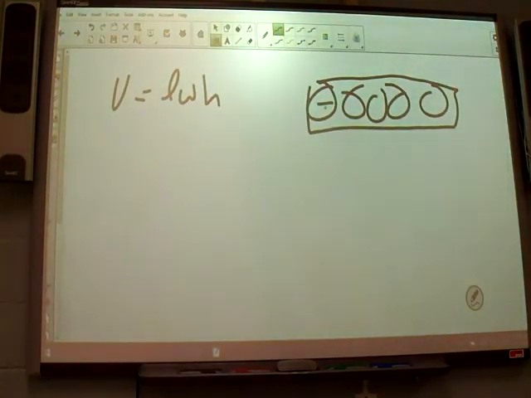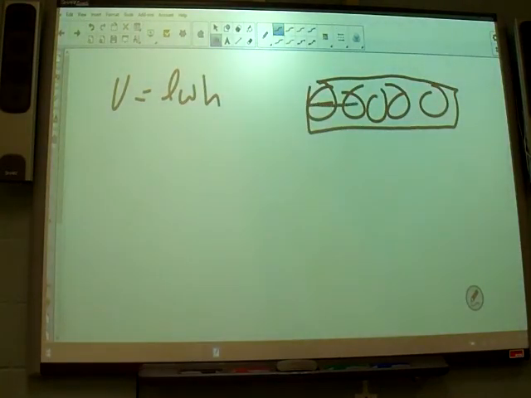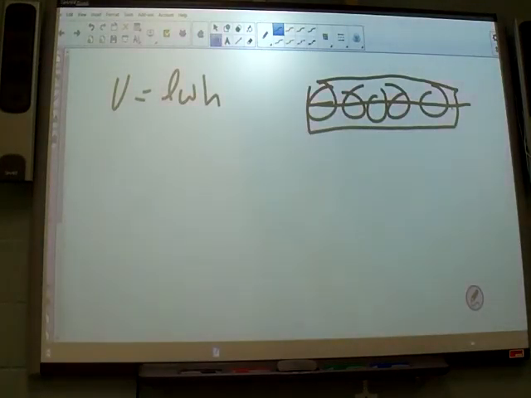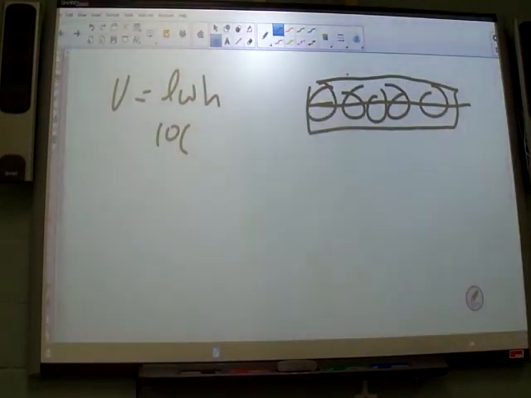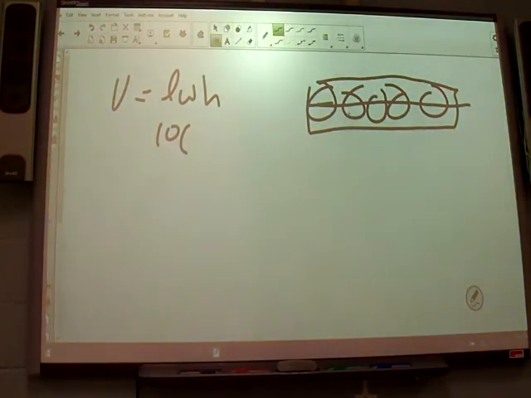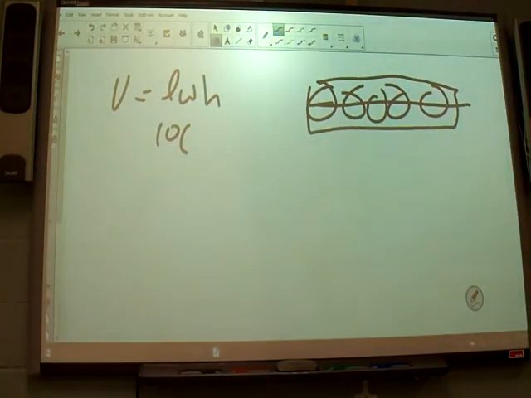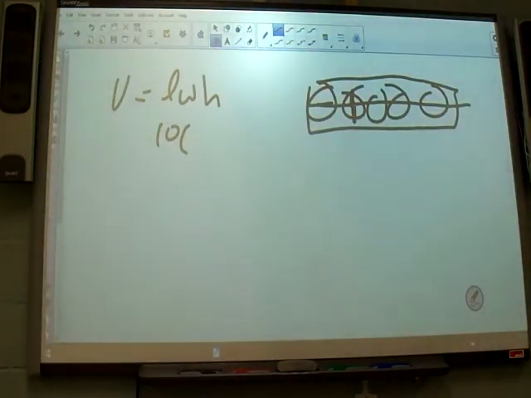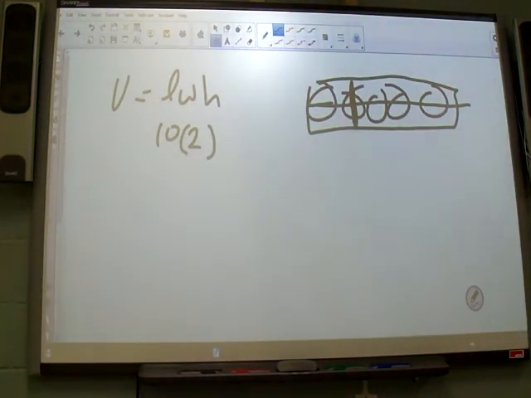So if half of a ping pong ball is R, how many R's would there be all the way across the box? You've got 1, 2, 3, 4, 5, 6, 7, 8, 9, 10. Very good. So you've got a length of 10. How many R's tall would the box be? 2, right? Because the radius is 1, so you would have 1, 2. So times 2. How deep? How many R's deep would the box be?